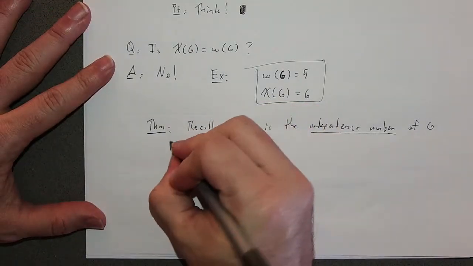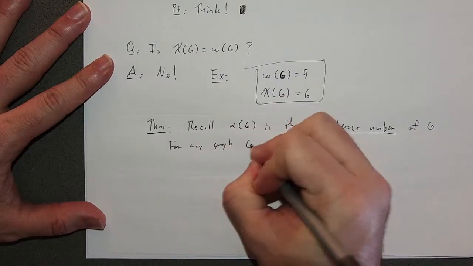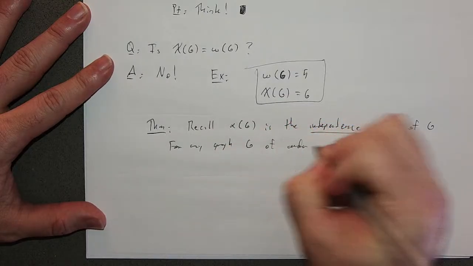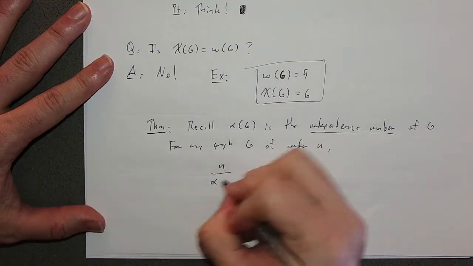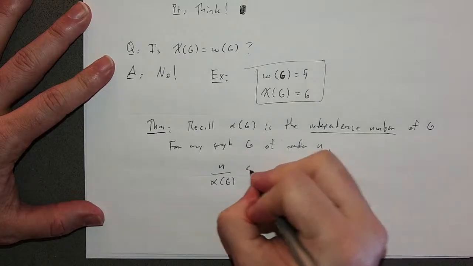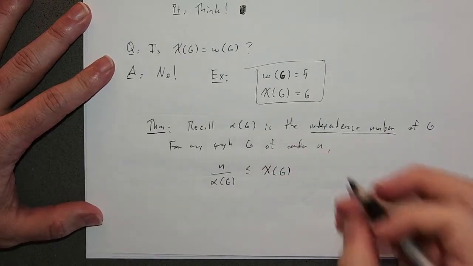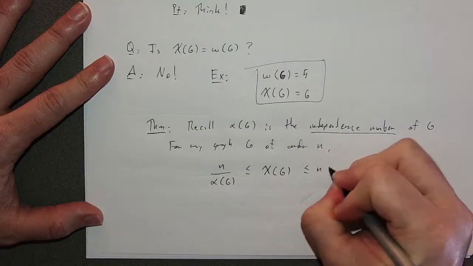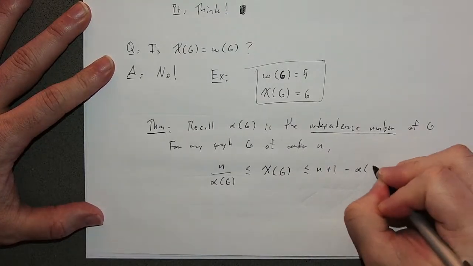So for any graph G of order n, n divided by the independence number of the graph is less than or equal to the chromatic number of the graph, which is less than or equal to n plus 1 minus the independence number of the graph.